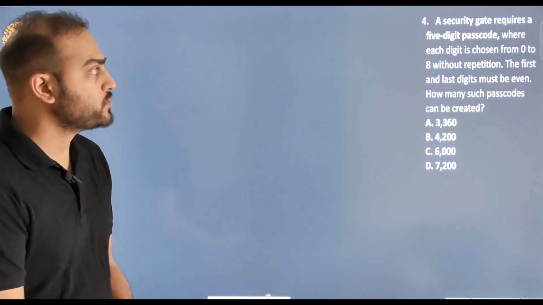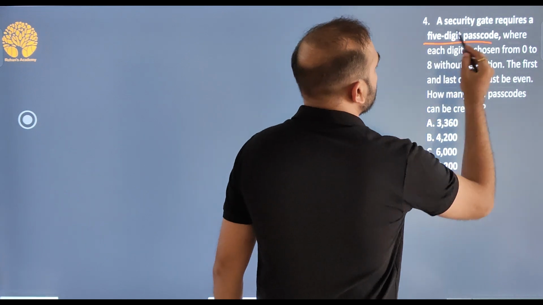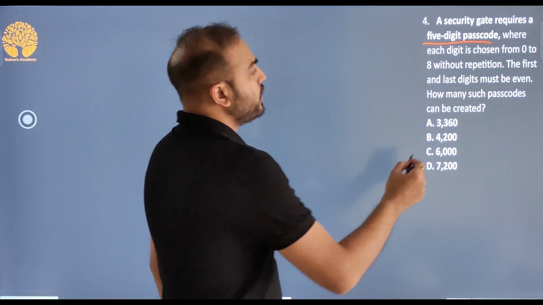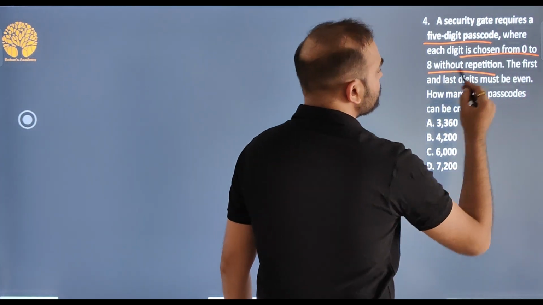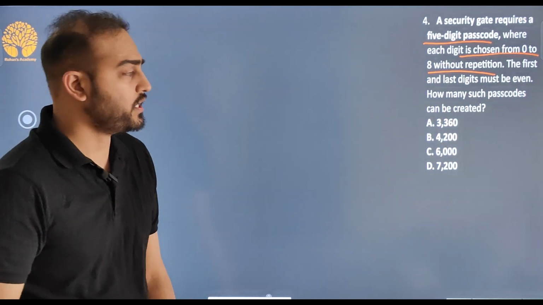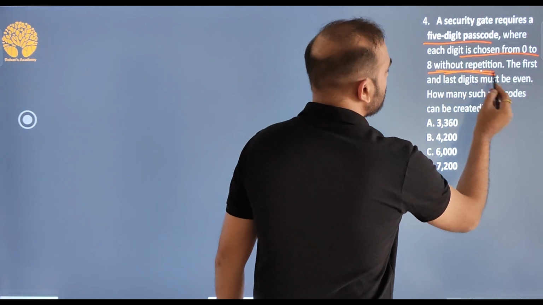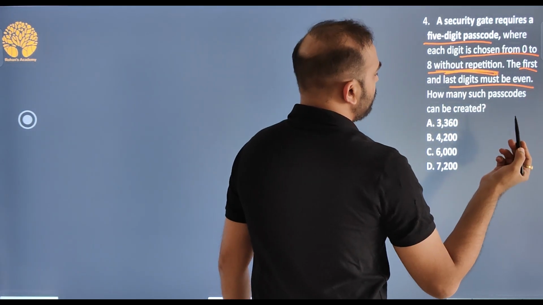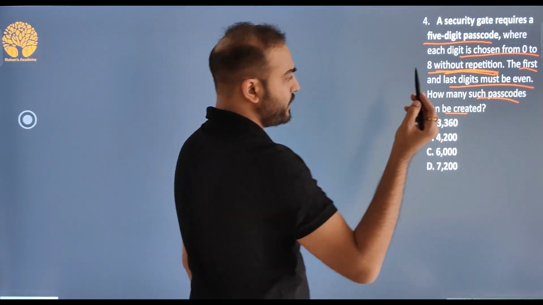Alright, moving on to the next one. Security gate requires a 5-digit passcode. Each digit is chosen from 0 to 8 without repetition. Again, this is important. First and last digits must be even. How many passcodes can be created?